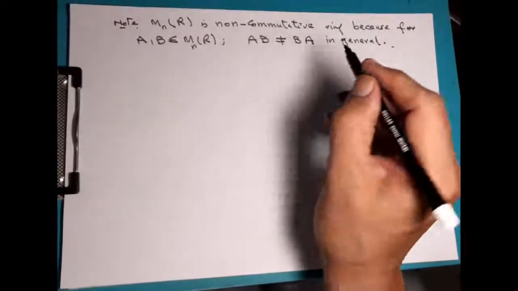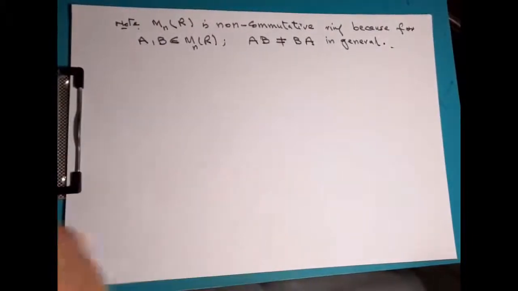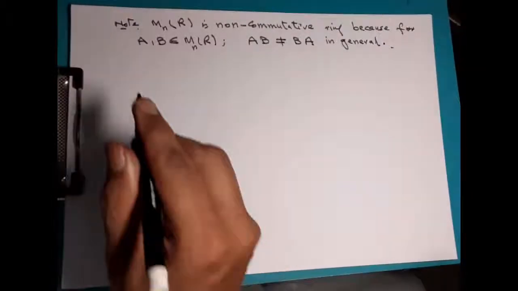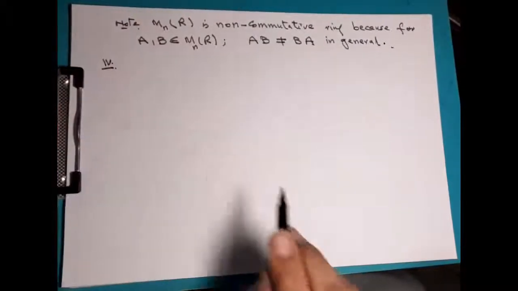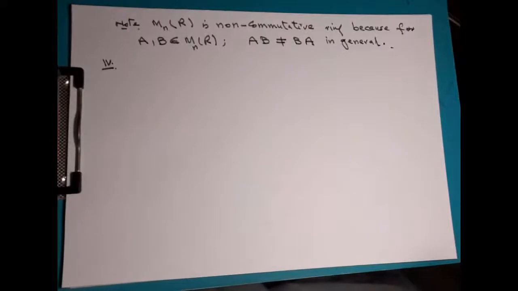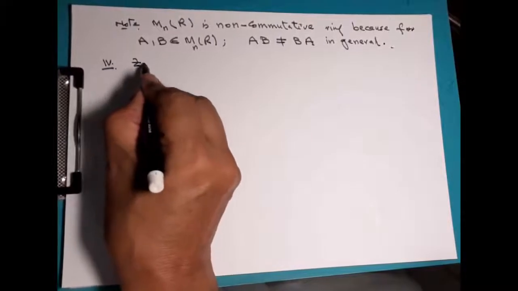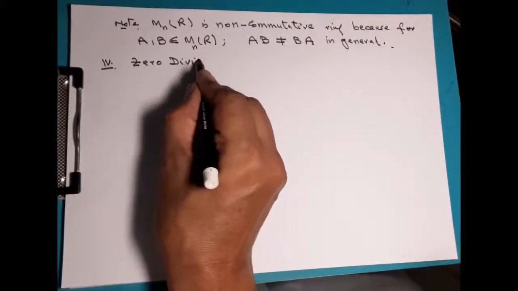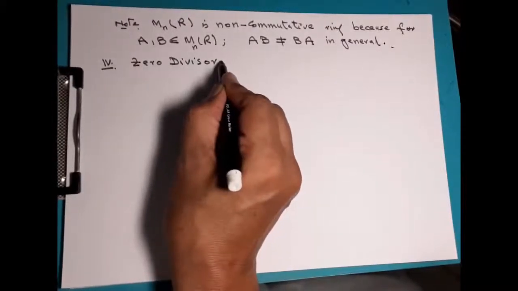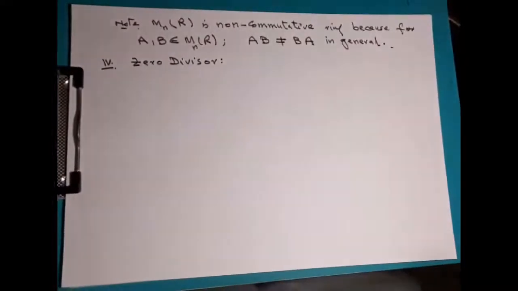So having done that, let's come to a very important concept in ring theory, and that is the concept of zero divisor. Zero divisor. So before going to the definition, let me give you an example.